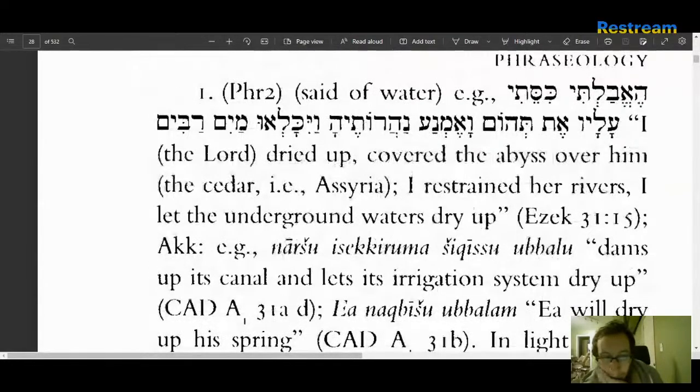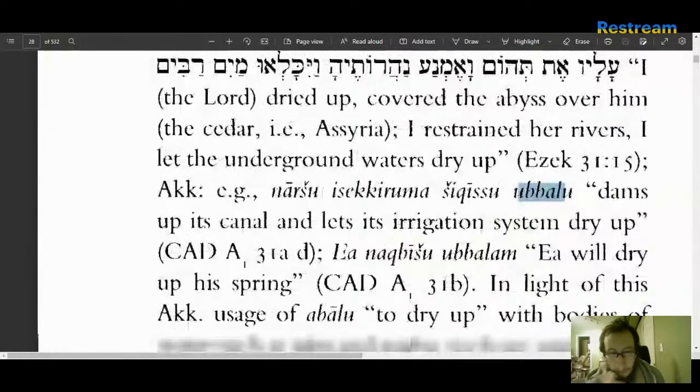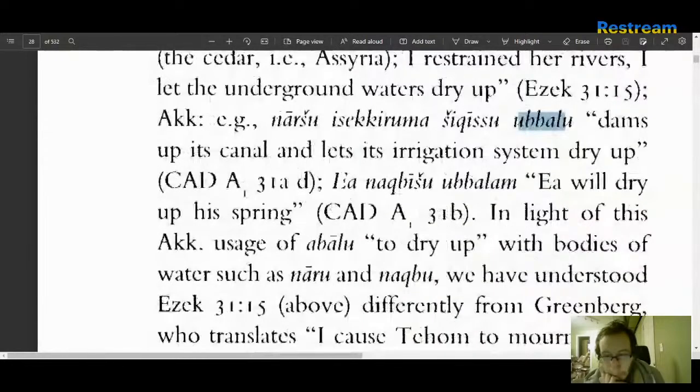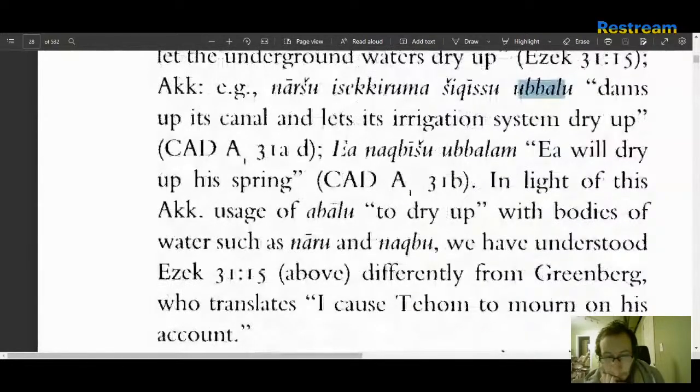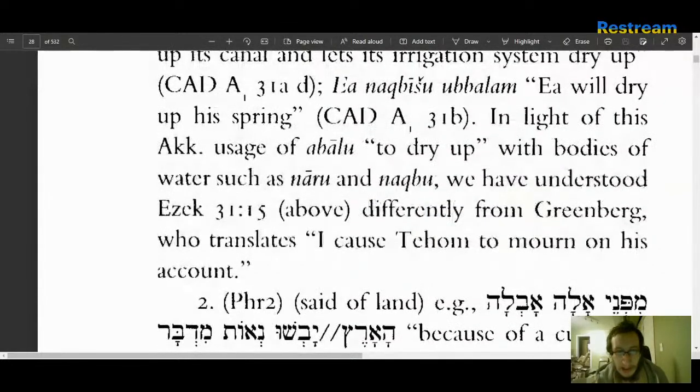And the Akkadian example is of an Akkadian who dams up its canal and lets its irrigation system dry up. Ubal. So the word abal in Hebrew can also mean mourn. So it's been translated by others to mean I cause tehum to mourn, but they believe it should be translated as dry up.